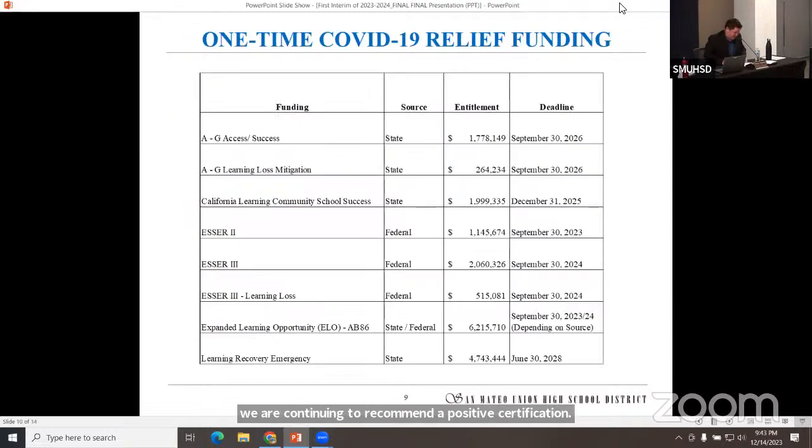All right. On to the one-time COVID and other funding. So we've been incredibly lucky over the last 3+ years to receive from both the state and federal government funds to support our students and through the district for safety and learning recovery around the impacts of COVID.